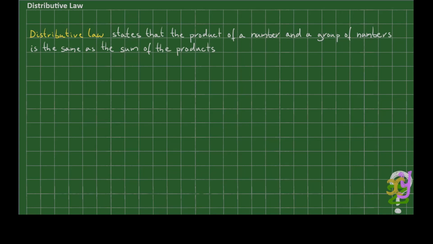Hello good people, I'm going to talk about the distributive law, which states that the product of a number and a group of numbers is the same as the sum of the products. Now, what in the name of everything that makes you tingly does that mean?